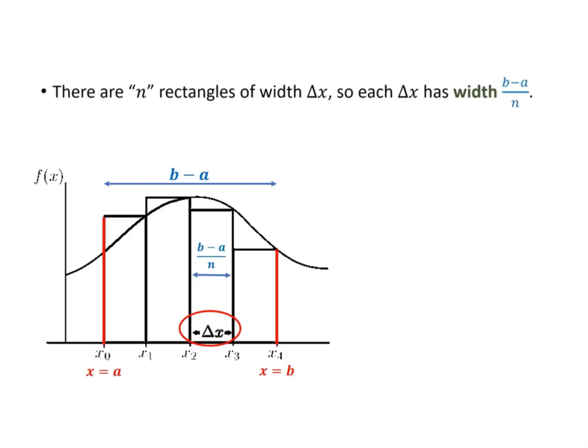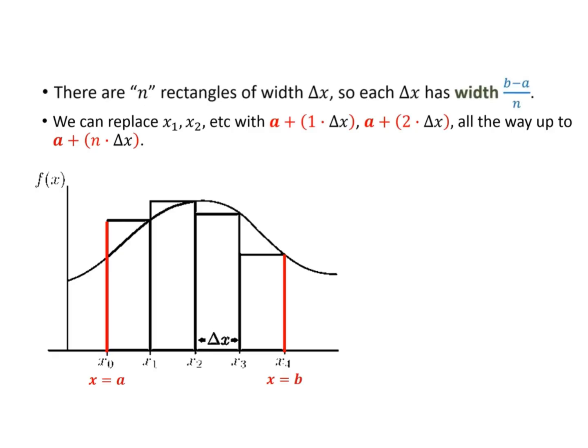Now, another way that we can write this out is like this. So we can replace x sub 1, x sub 2 with all these different expressions, and I'm going to go through where these expressions come from, okay? So essentially what this is saying is if I start here at a, I'm going to add to it 1 change in x to get to the next value. So x sub 1 is our starting point a plus 1 change in x.